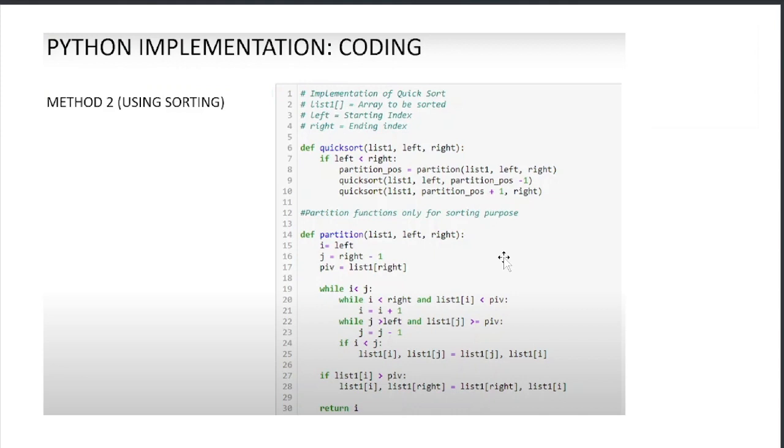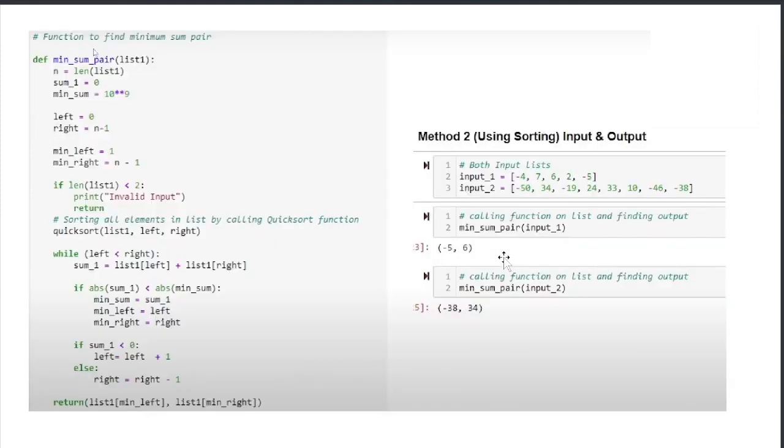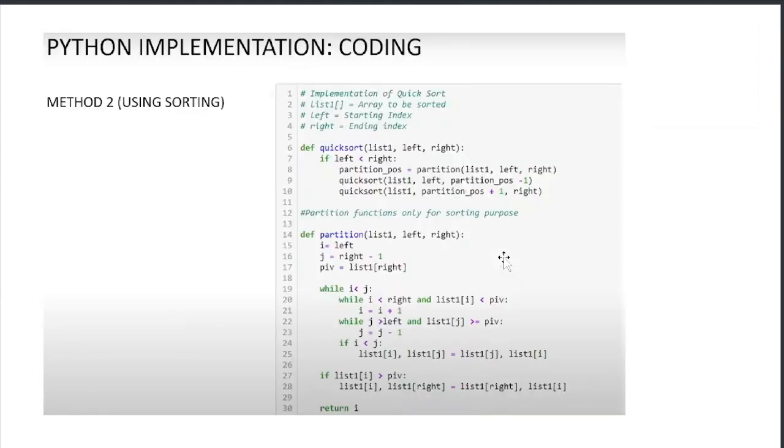Then this is the check of whether the elements present in the list are sufficient to do a sum or not. If it is less than 2, then the output will be invalid. Now we will sort all the elements in the list by calling the quick sort function, which is right here. Now the list is sorted.